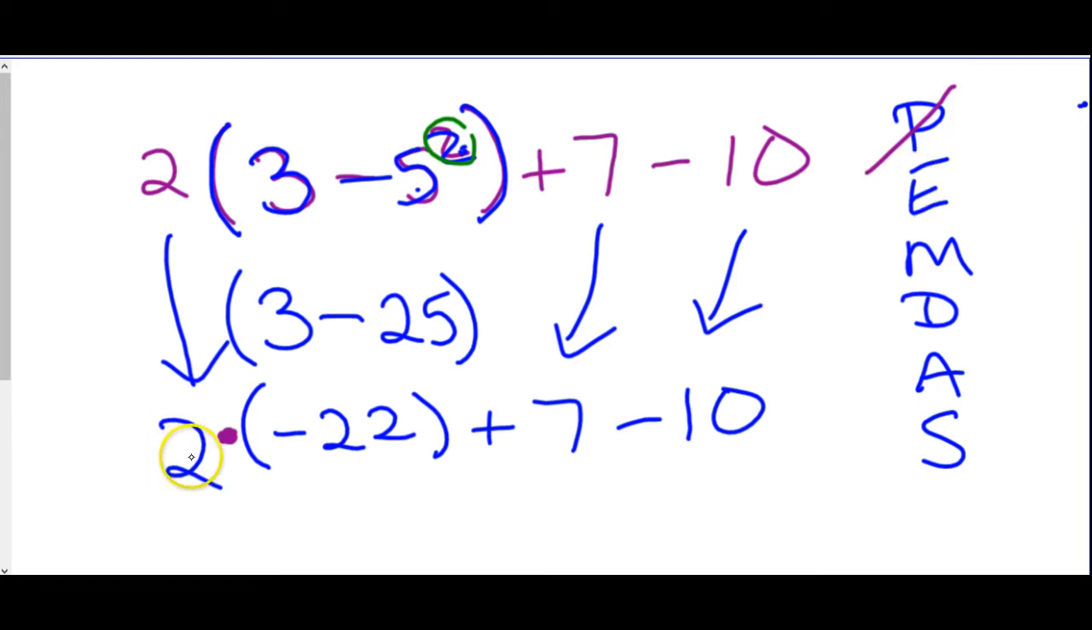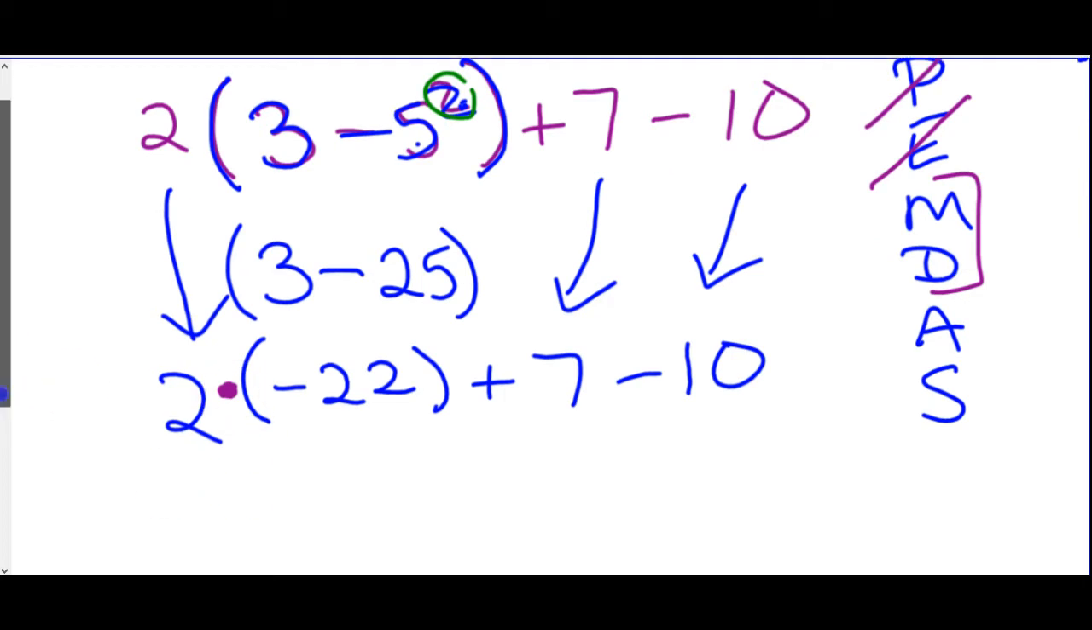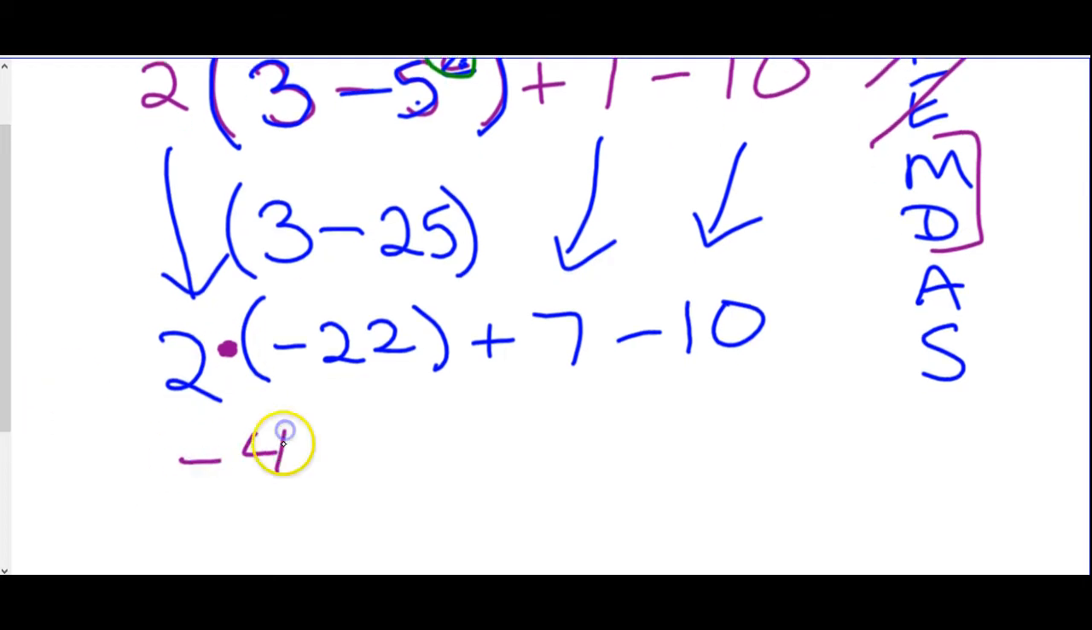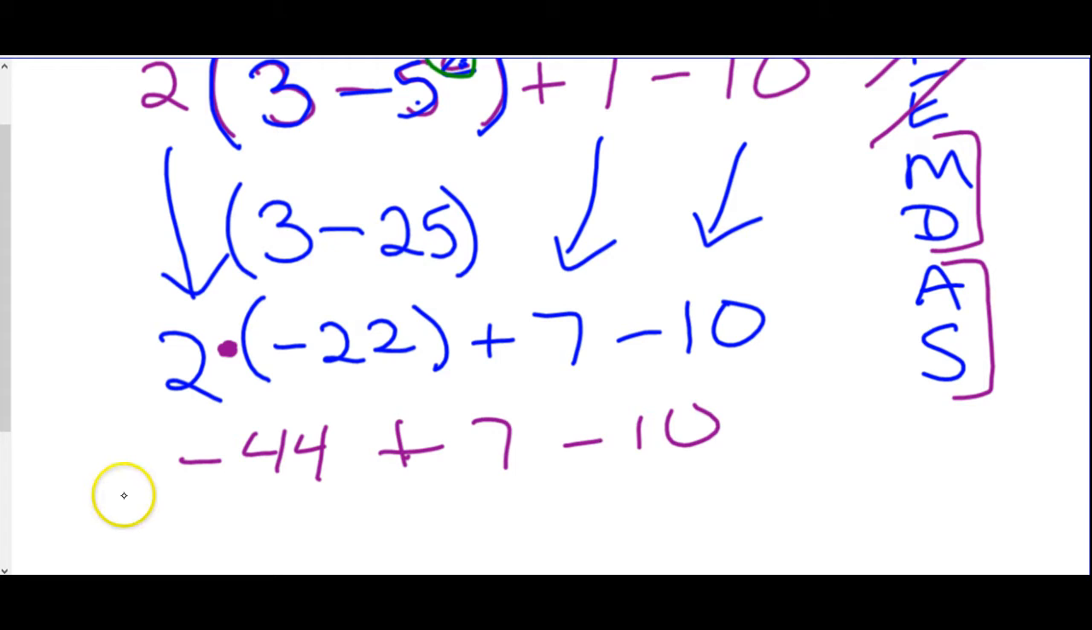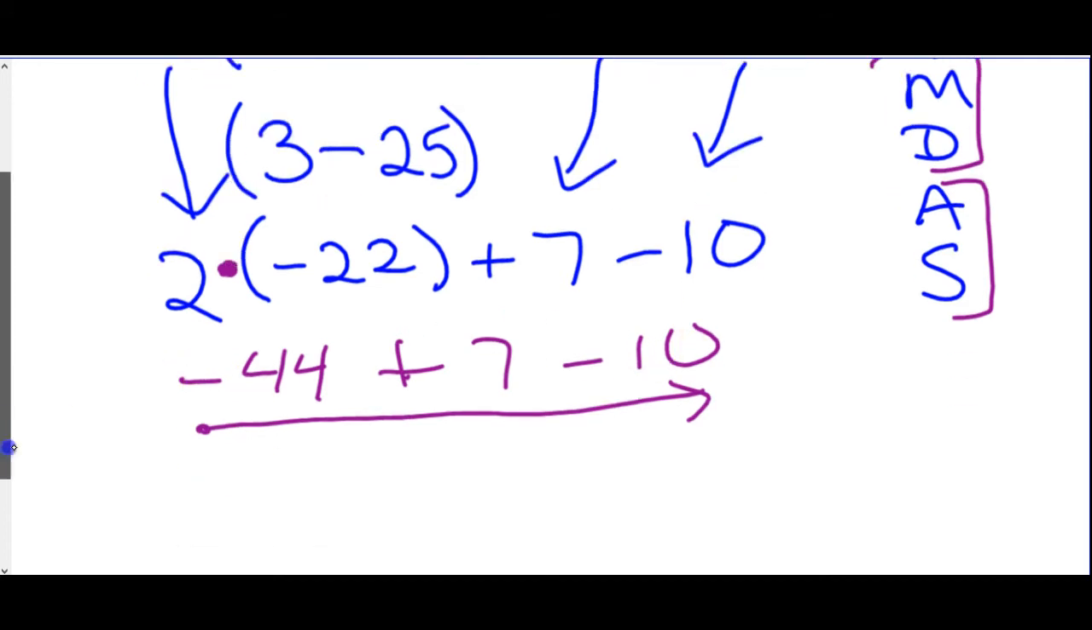So we said parentheses we can skip. We look for exponents. There are no exponents in the entire problem. So we skip to multiply and divide. We have multiply, 2 times negative 22 is negative 44. Bring down everything else. Then we look at add and subtract. Now there is addition and subtraction in this problem, but we just start at the left side of the problem and go to the right at this point. Since there is only addition and subtraction left, we start at the left and go to the right.